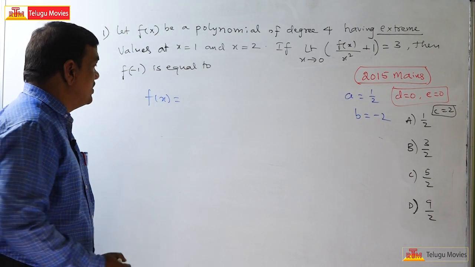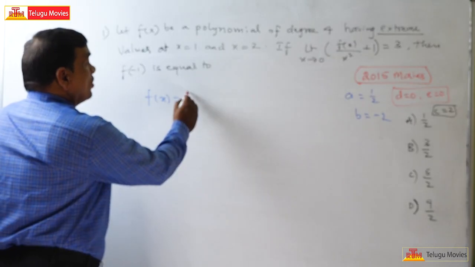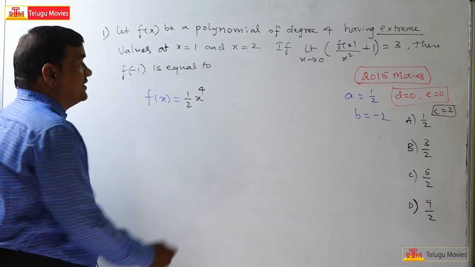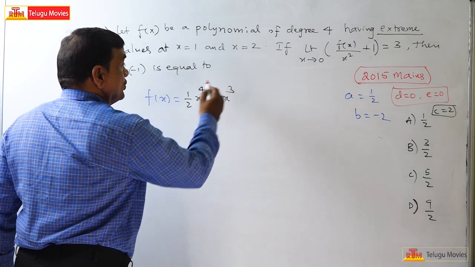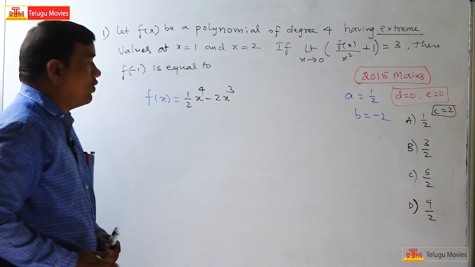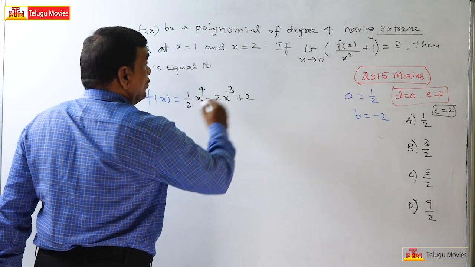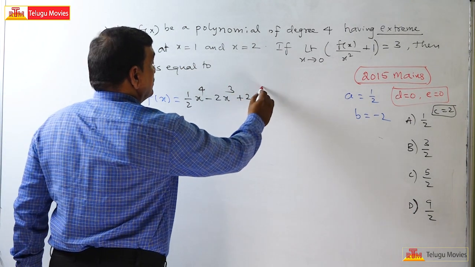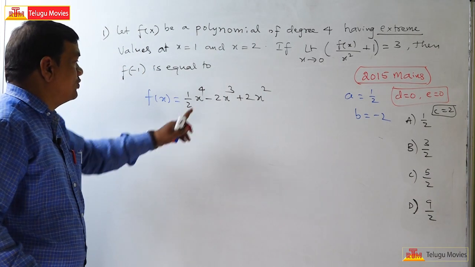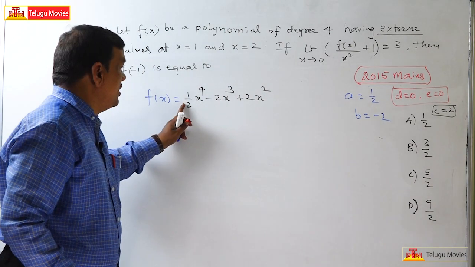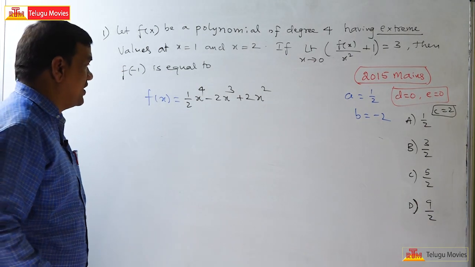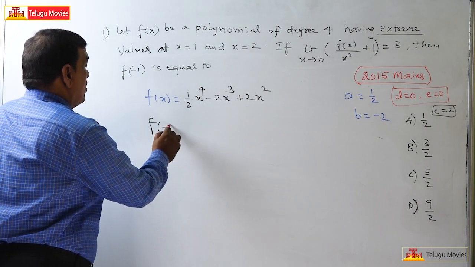Welcome back. So what is our polynomial? A x to the power of 4, 1 by 2 x to the power of 4 plus b x cube, minus 2 x cube, c x square, so that is equal to 2, a, B, C, x square. Understand this? Ax power 4, x cube, x square. A value, B value, C value. D value, E value becomes 0. So forget about that.